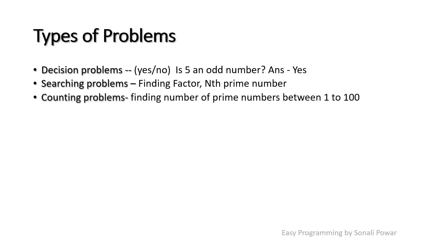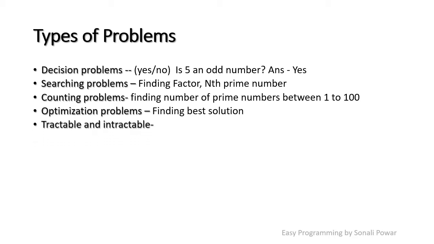Next type is counting problem. Here we are going to find the number of solutions for the searching problems. For example, finding the number of prime numbers between 1 to 100. Here we are going to count the number of prime numbers between 1 to 100. Next one is an optimization problem. In case of optimization problem, we are going to find the best solution. For example, I want to go from one place to another place. In that case, I am interested in the best solution, which is the best route that takes less time to reach the destination.